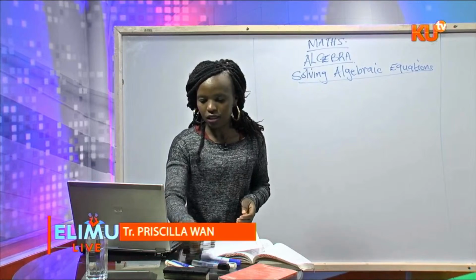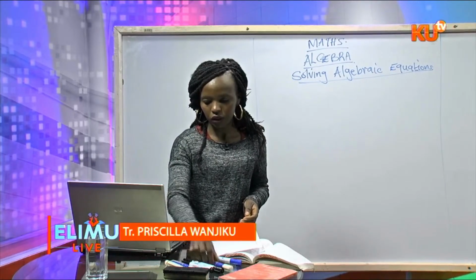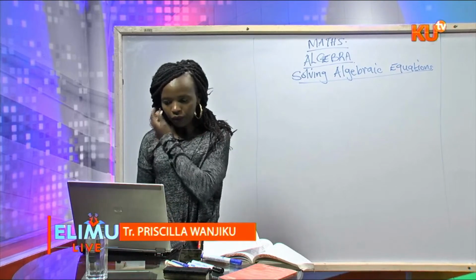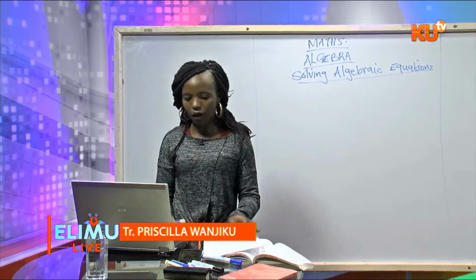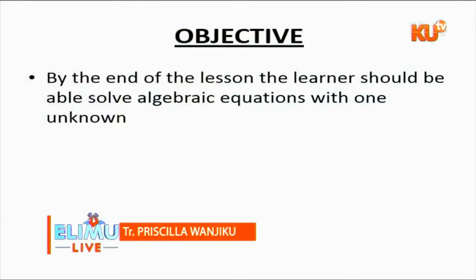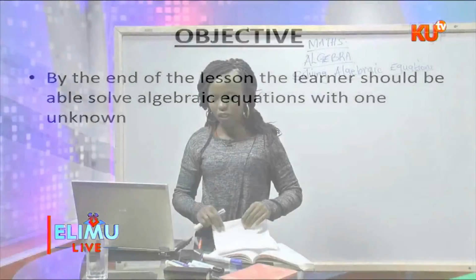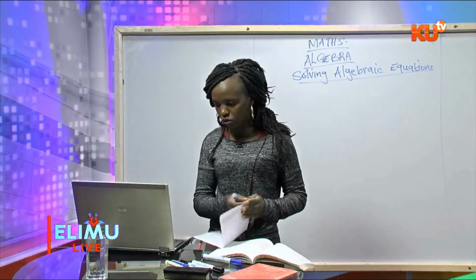So we'll start by stating our lesson objective. Our lesson objective is, by the end of the lesson, we should be able to solve algebraic equations with one unknown. So that is our objective. We hope that you are going to achieve it by the end of the lesson.